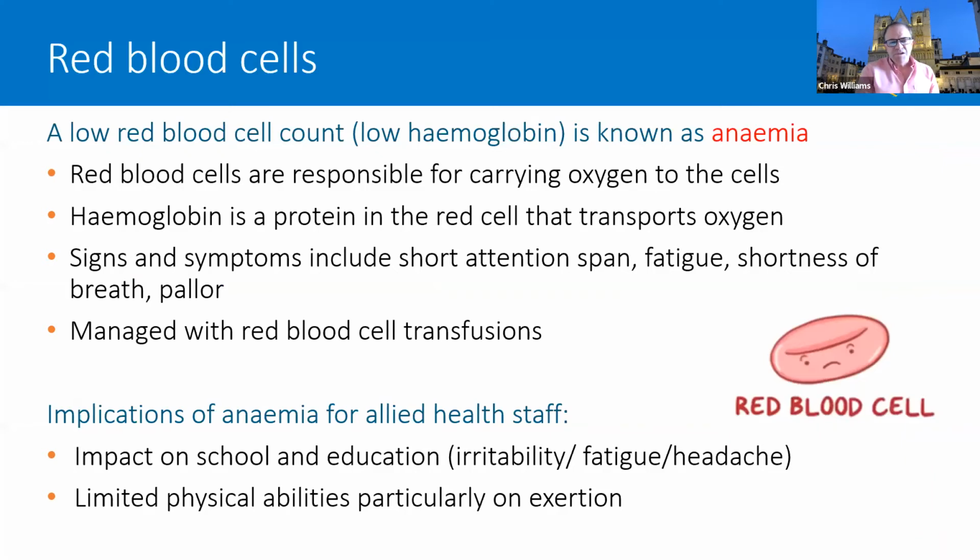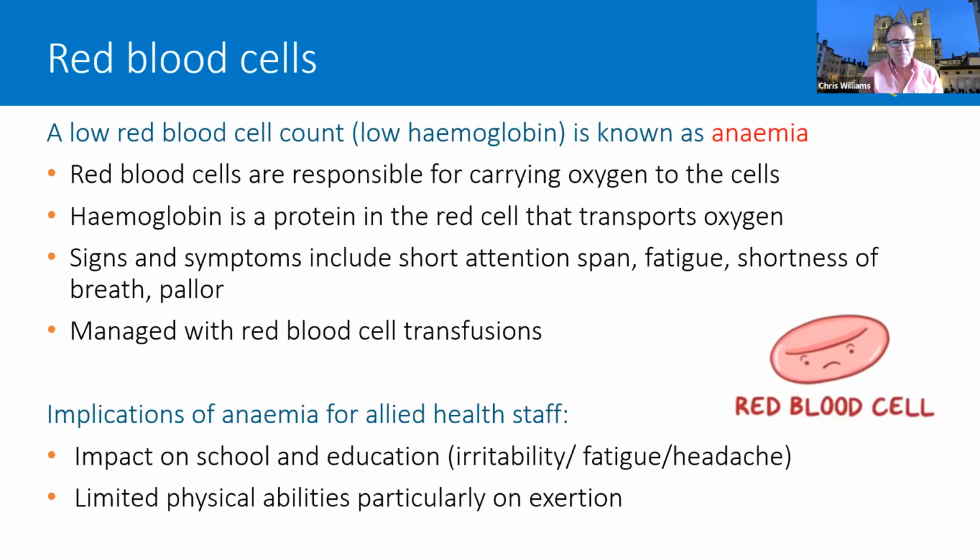The other area is red blood cells. So our red blood cells are measured by our hemoglobin. A low red blood cell or low hemoglobin is known as anemia. The red blood cells are responsible for carrying oxygen to our cells, and the hemoglobin itself is a protein in the red cell that transports oxygen. And that's what we're measuring when we're looking at what their red cell function is.